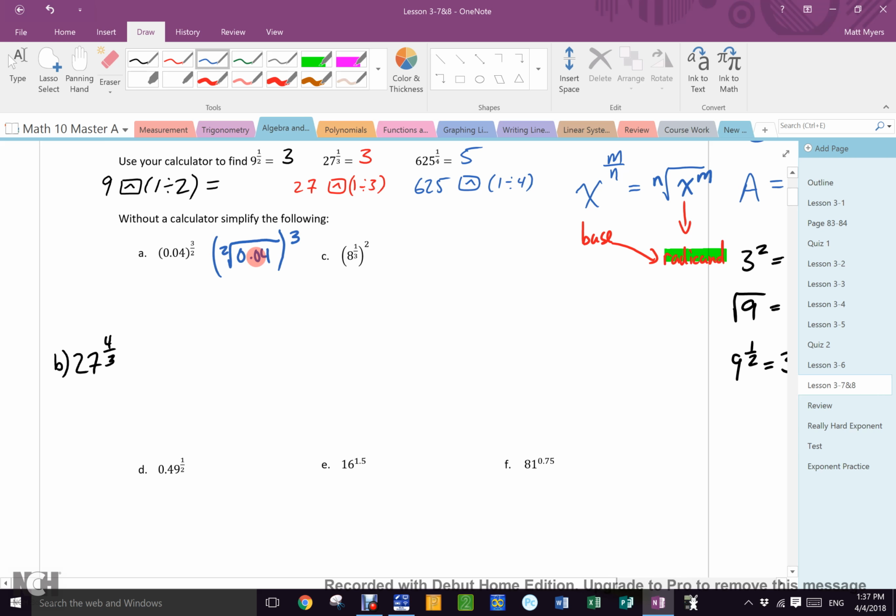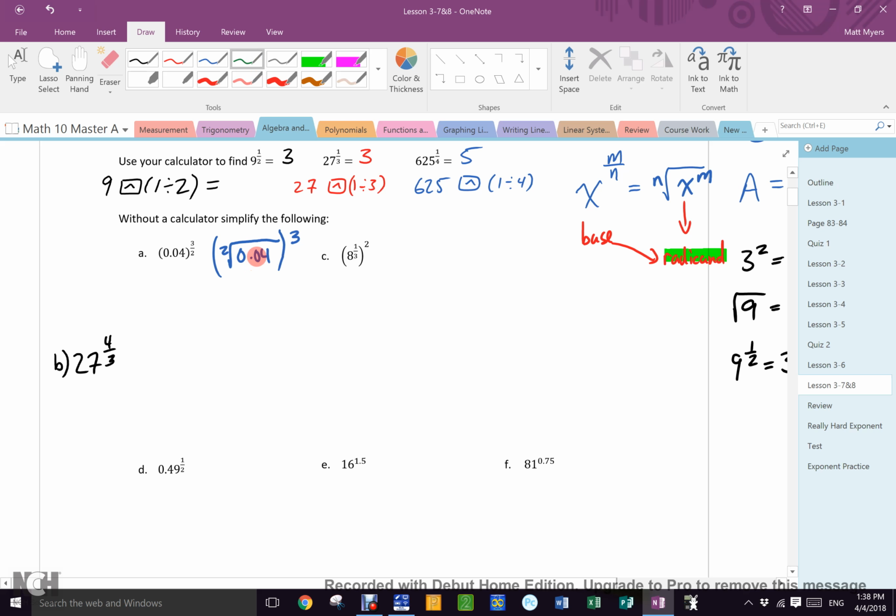Square root of that. What is the square root of 0.04? You don't need your calculator. You just need to think about it for a sec. Mr. Myers, I don't know square roots of decimals, but you do. What is it? Not 0.2. No. 0.2, right? Because 0.2 times 0.2 will give me the 4, and then I need 2 decimal places. 1, 2. What goes in the spot? The 0.